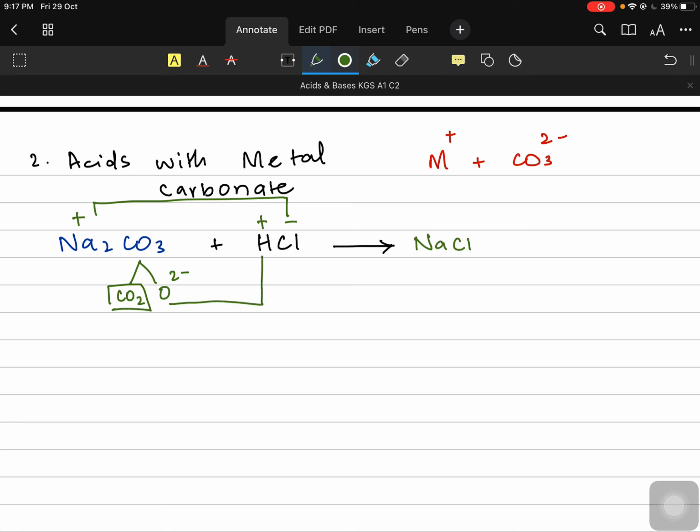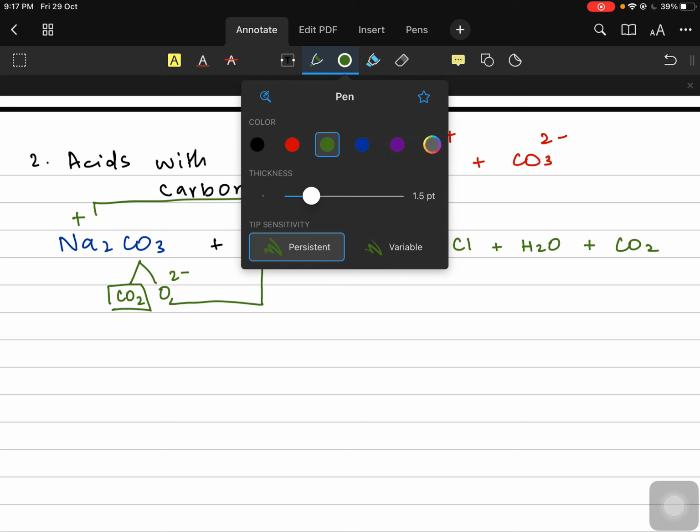H will go for the O and make water. And CO2 will be released as a product, a totally separate product. So these are the three products that we receive. We receive a salt, which is sodium chloride in this case, carbon dioxide and water. Let's try out one more example.